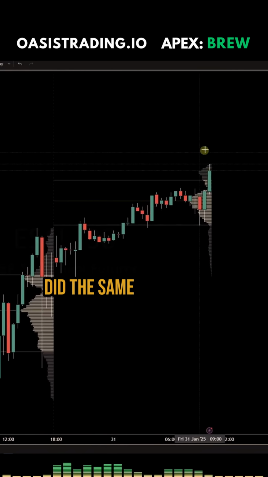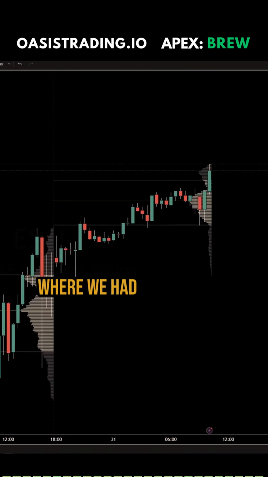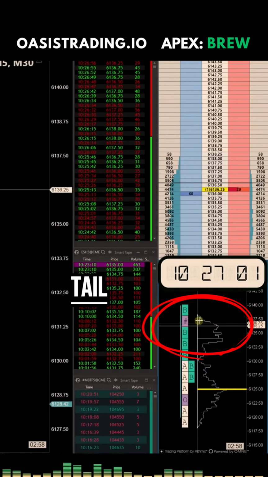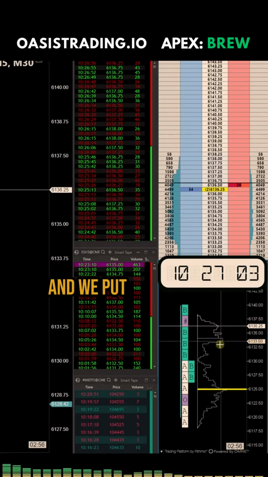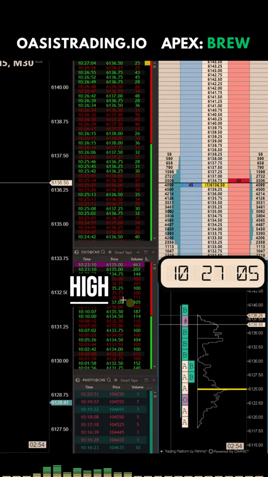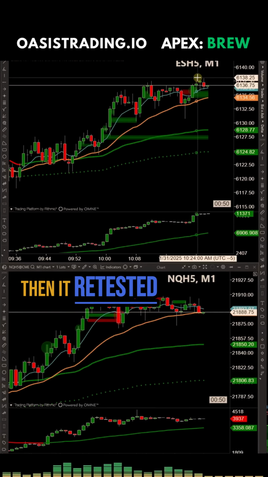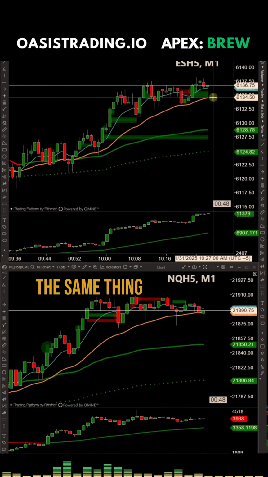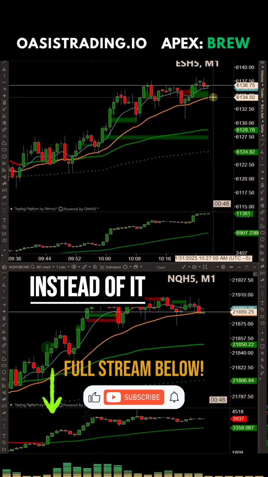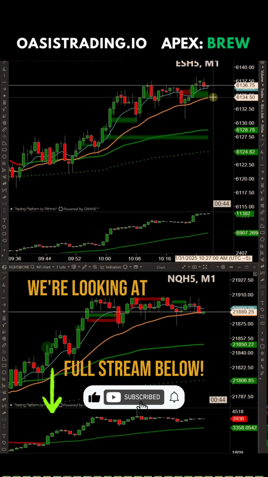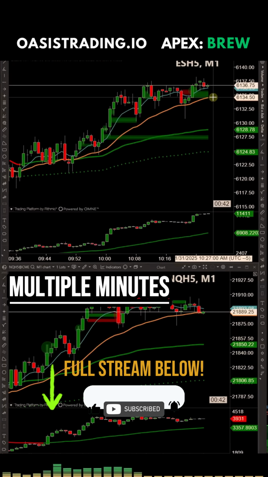So we just did the same thing where we had basically no upper tail and we put in a strong note on that high. It tried to pull back, but then it retested the high. So we're doing the same thing, but on a much smaller time scale. Instead of it taking multiple days, we're looking at it happening in multiple minutes.